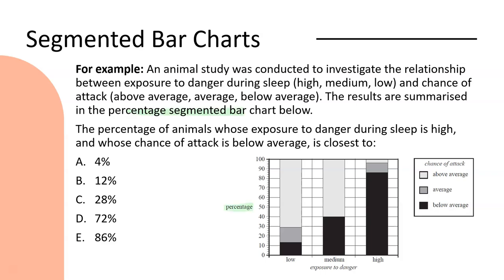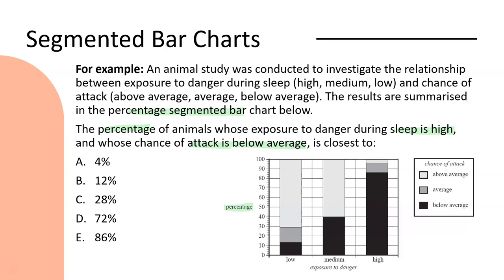The percentage of animals whose exposure to danger during sleep is high and whose chance of attack is below average is closest to. So often we're given a lot of information there, and it's just checking that we can accurately identify what component they're talking about and therefore draw out that percentage.